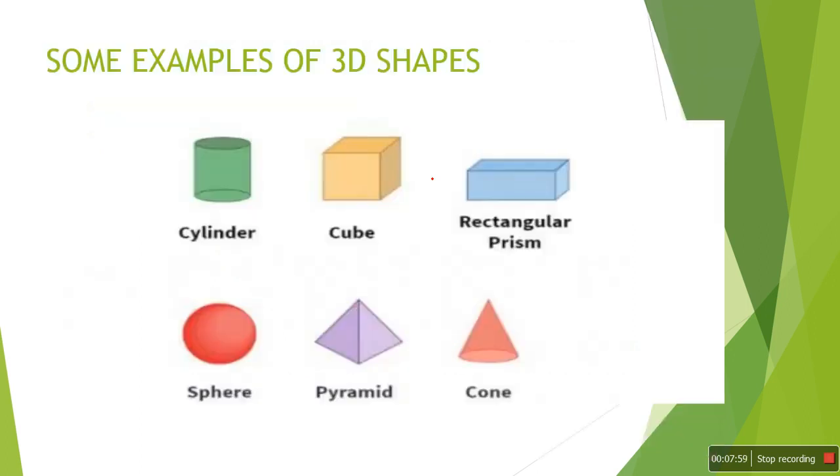Now let me introduce some examples of 3D shapes. Here are some examples that you need to study: cylinder, cube, rectangular prism, sphere, pyramid and cone. This one is also called cuboid. So: cylinder, cube, cuboid or rectangular prism, sphere, pyramid and cone.